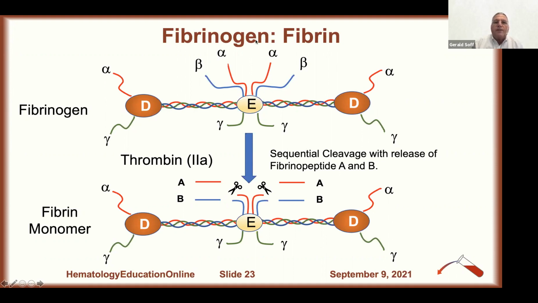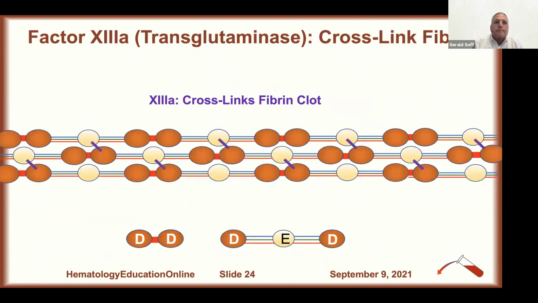The way fibrinogen gets activated is an enzyme, physiologically it's thrombin, sequentially cleaves parts of the alpha and parts of the beta chain, releasing what's referred to as fibrinopeptide A and fibrinopeptide B, and that results in a fibrin monomer, which is able to polymerize. The fibrin monomers, which polymerize, are then stabilized, cross-linked with factor 13A, shown here in cartoon form, and that results in a cross-linked stabilized fibrin clot.